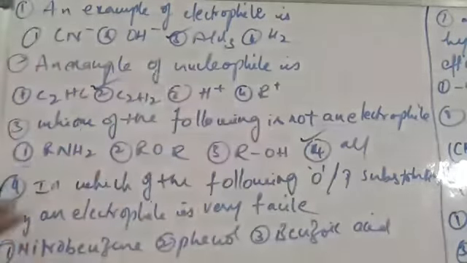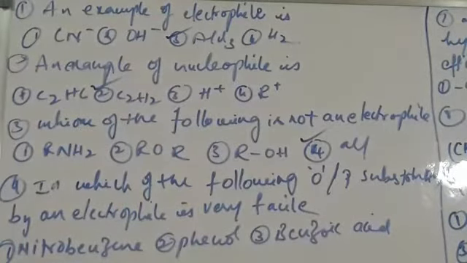All are nucleophiles. Okay. Next, in which of the following is ortho-para substitution by an electrophile very facile? Facile means easy. So which compound undergoes electrophilic substitution reactions very easily? Okay. So here nitrobenzene, phenol, benzoic acid and acetophenone. So different options are there.